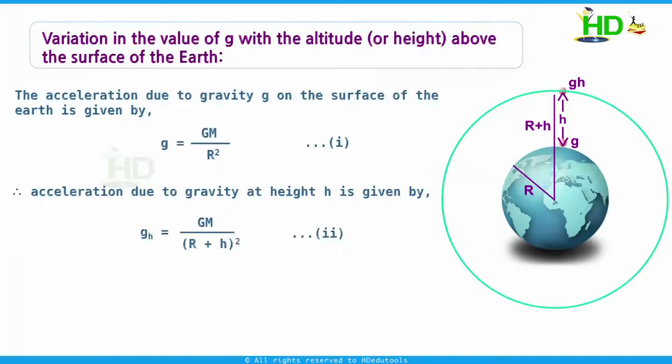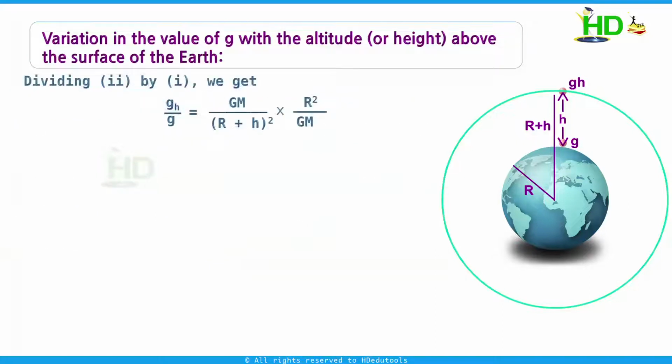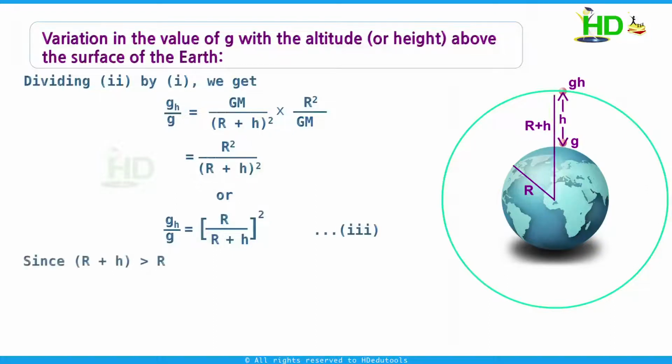Now from these two equations we can write g_h/g = GM/(R+h)² × R²/GM, that is g_h/g = (R/(R+h))². R+h is greater compared to R, so g_h/g is less than 1. g_h/g = (R/(R+h))². This is the relation between the value of acceleration due to gravity at height h and on Earth's surface.